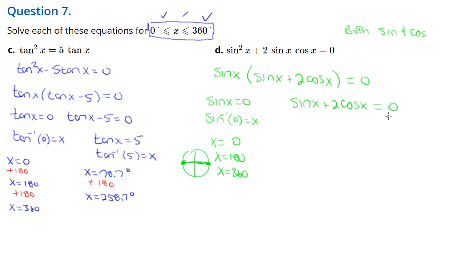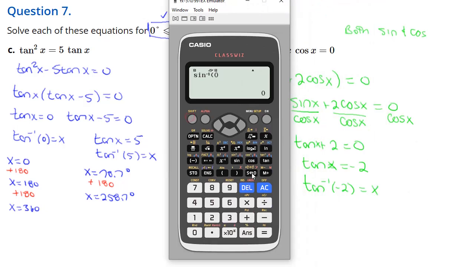So now I go over here. Now is when I divide everything by cosine x to create this tangent. Tangent x plus 2 is equal to 0. And now all I got to do is get the 2 out of there. And I'm going to get the inverse tan of negative 2. Inverse tan, negative 2. I got negative 63.43. I'm going to go ahead and write that down.